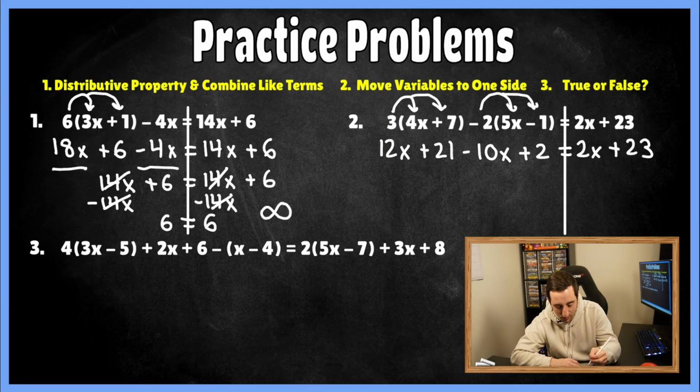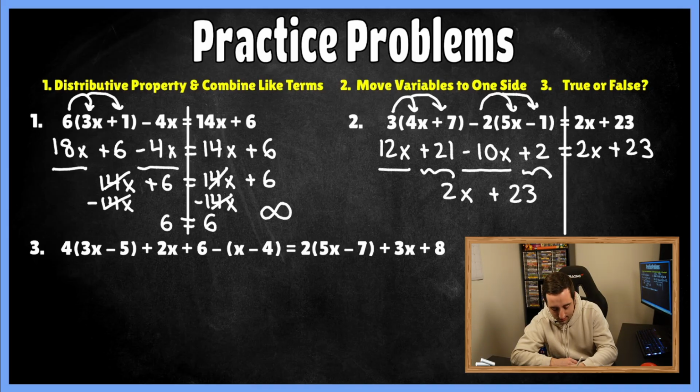And now let's check to see what like terms we can combine together. So we have a 12x and a minus 10x that have the same variable raised to the same power. And we have a 21 and a 2 that are just constants. So 12 minus 10 is going to give us 2x. 21 plus 2 is going to give us a plus 23 is equal to 2x plus 23.